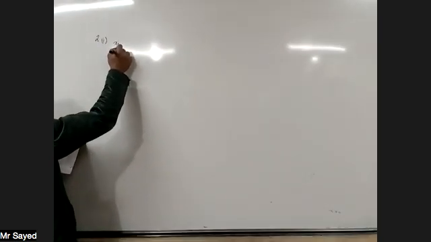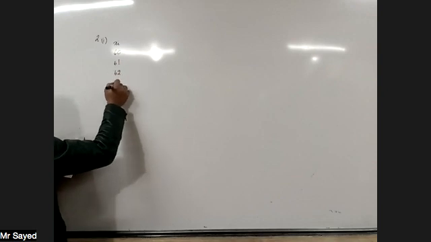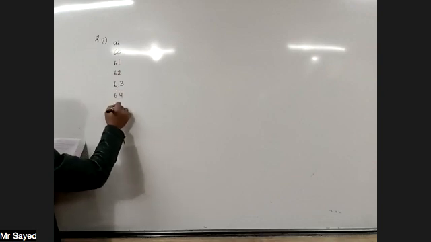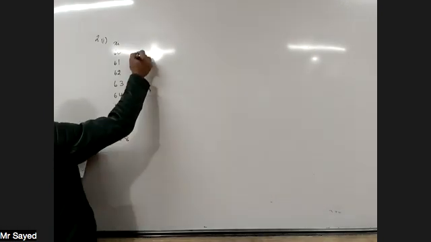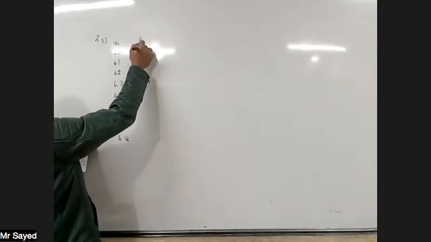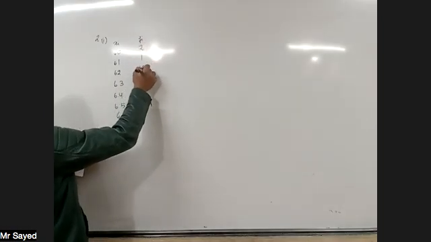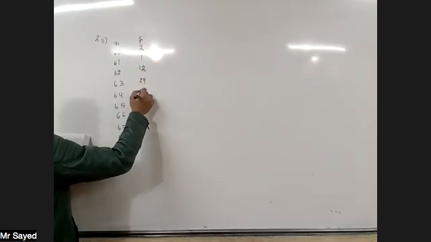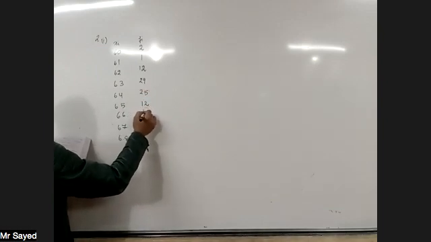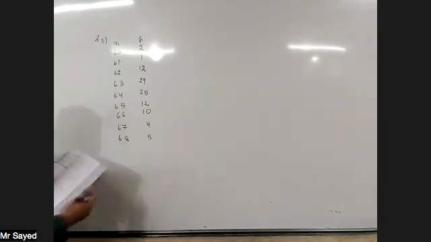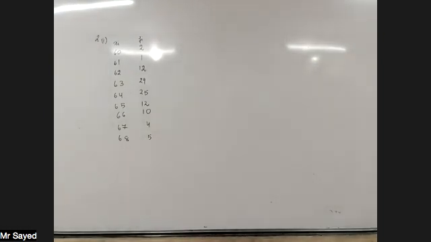Second question, first part. Xi is given out to be 60, 61, 62, 63, 64, 65, 66, 67, and 68. Frequency is given out to be 2, 1, 12, 29, 25, 12, 10, 4, and 5. Discrete data with frequency. Watch out carefully. We need to find out mean, variance, standard deviation, all three.